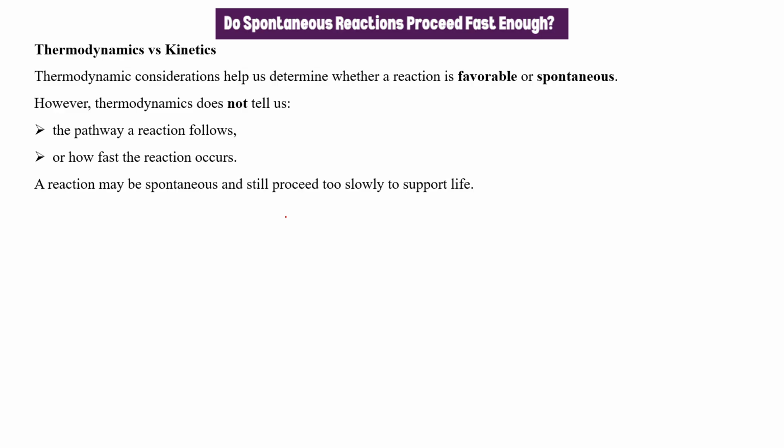For the reaction to be faster or slower, it depends on the kinetics of the reaction. It depends on the molecules. It depends on the temperature. It depends on how the molecules collide in the right orientation. However, thermodynamics does not tell the pathway a reaction follows, and does not also tell us how fast the reaction occurs. A reaction may be spontaneous, but yet you are going to have it occurring very slowly. That is it. Because kinetics is not related to thermodynamics. Whether a reaction occurs or not does not correlate with whether it is fast or slow.